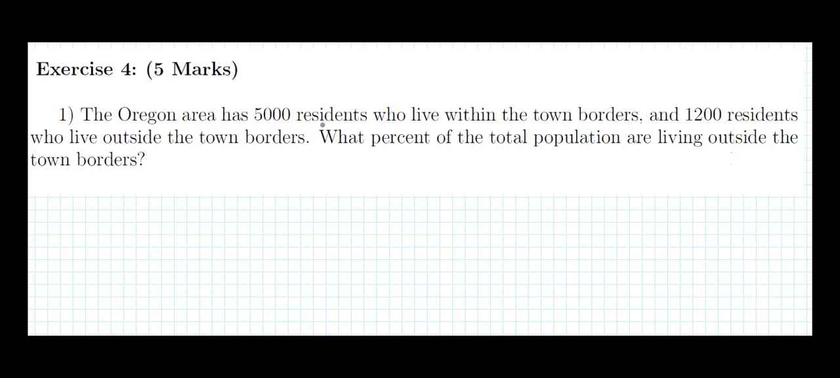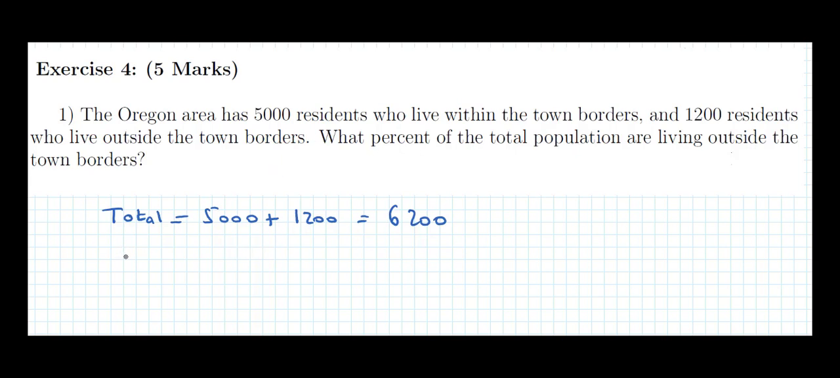So here we have two kinds of populations. Let me say we have 5,000 residents who live within the town borders, whereas 1,200 residents who live outside the town borders. So we can see that the total number of residents is equal to 5,000 plus 1,200, which is equal to 6,200. Because we need the percentage of the total population which lives outside the town borders.